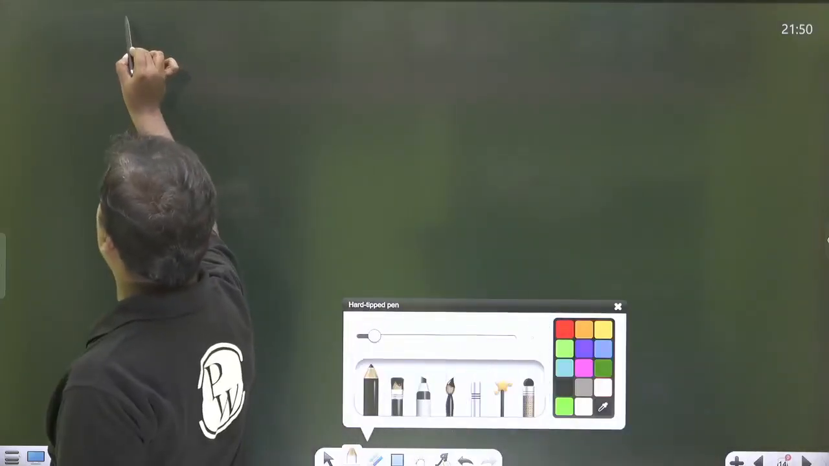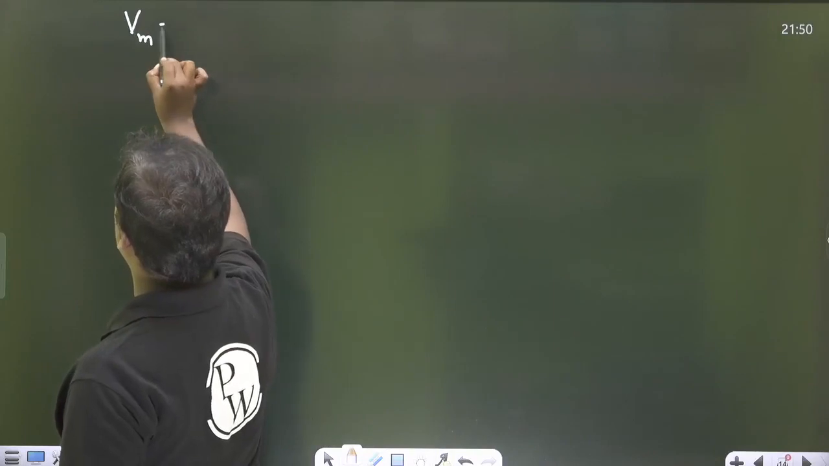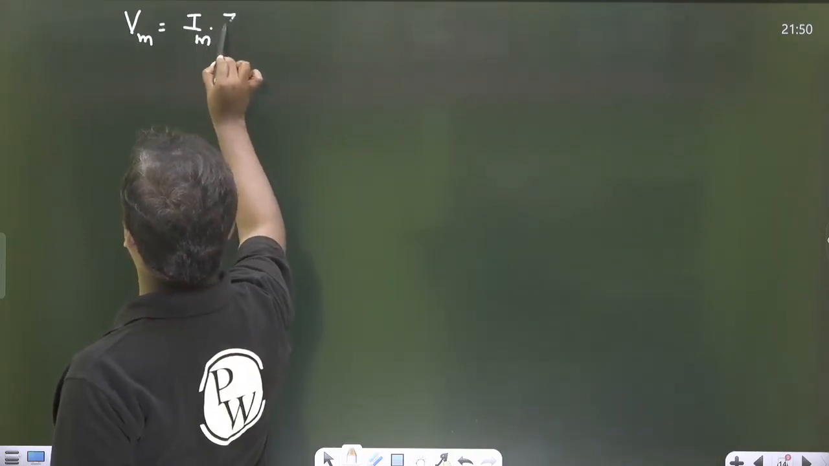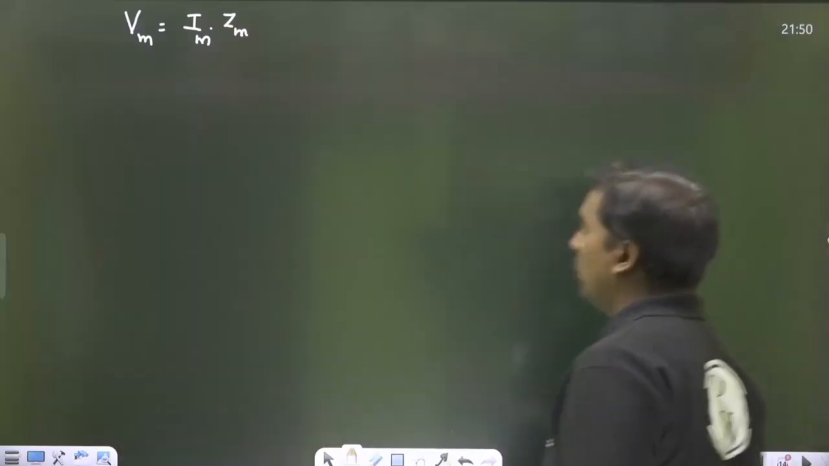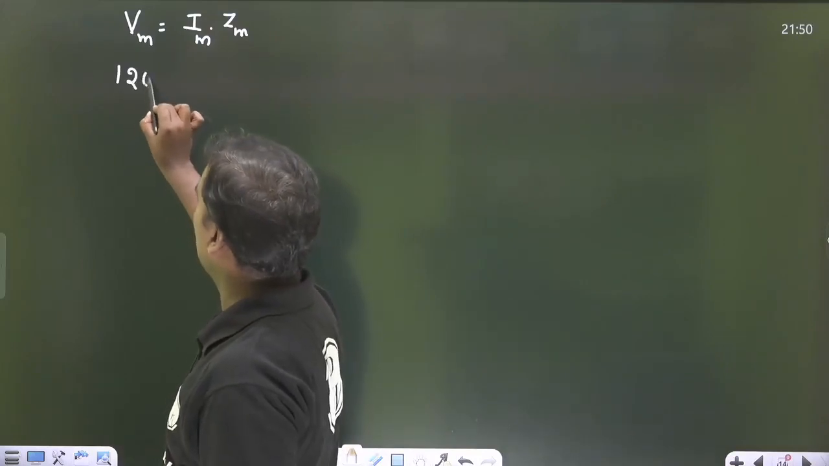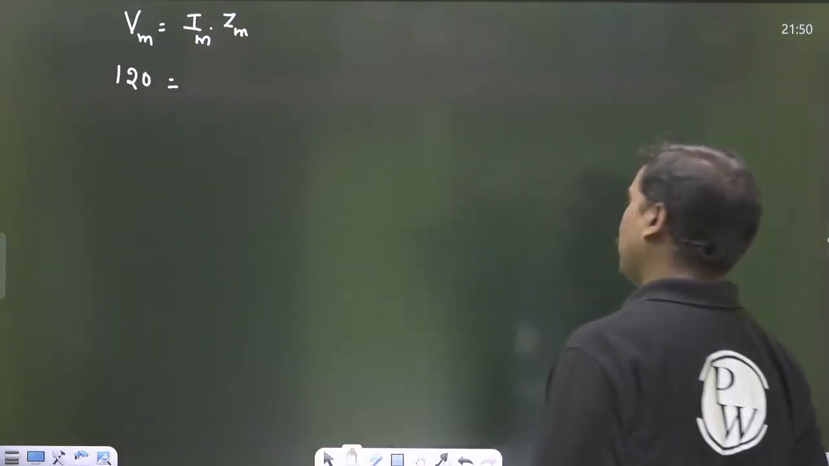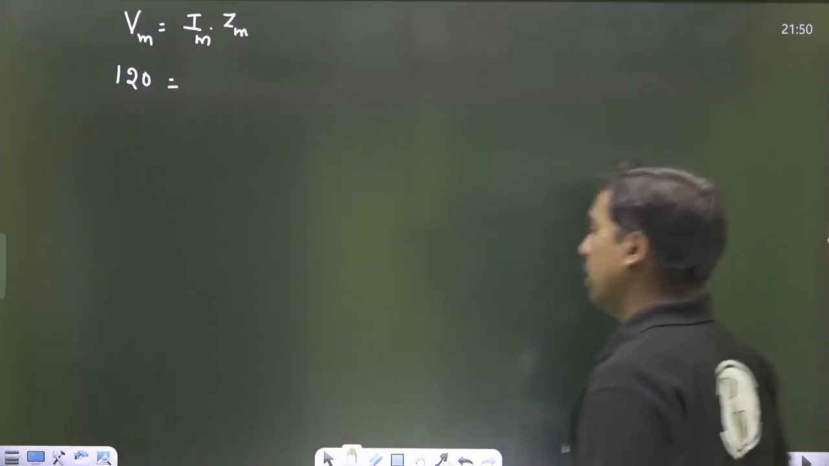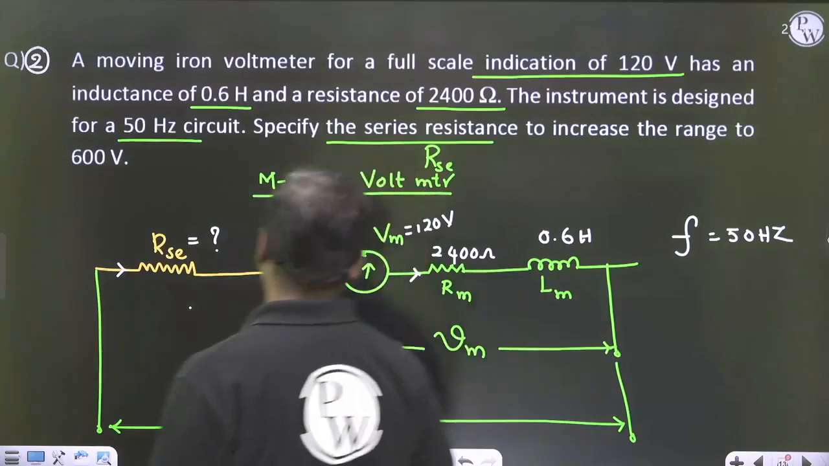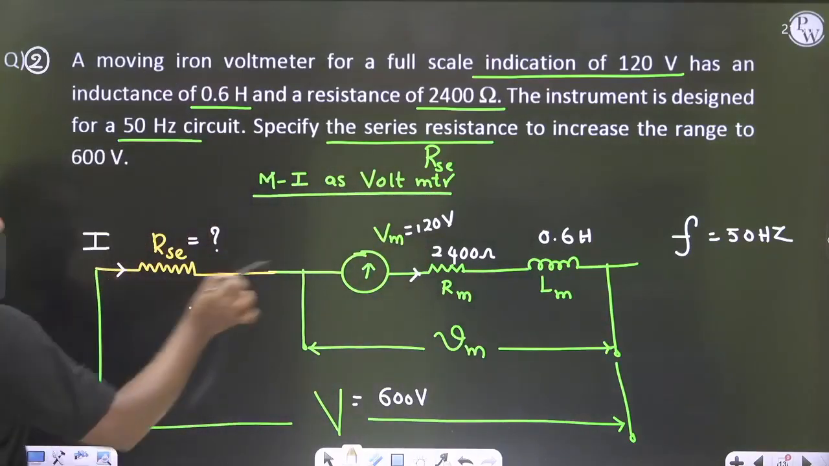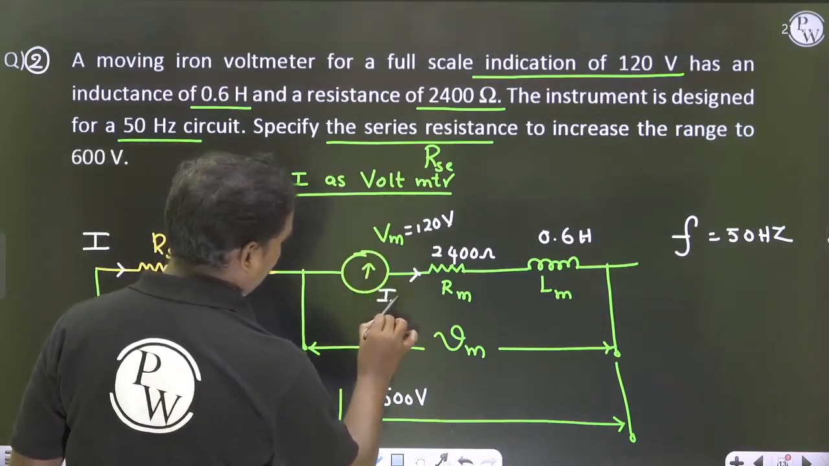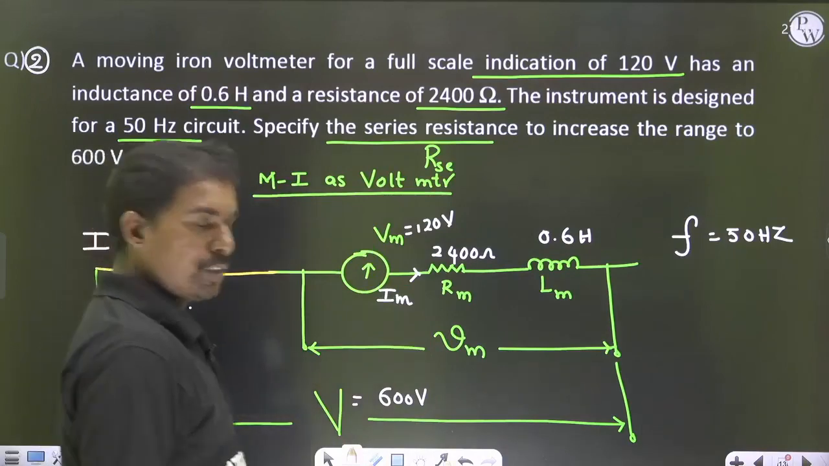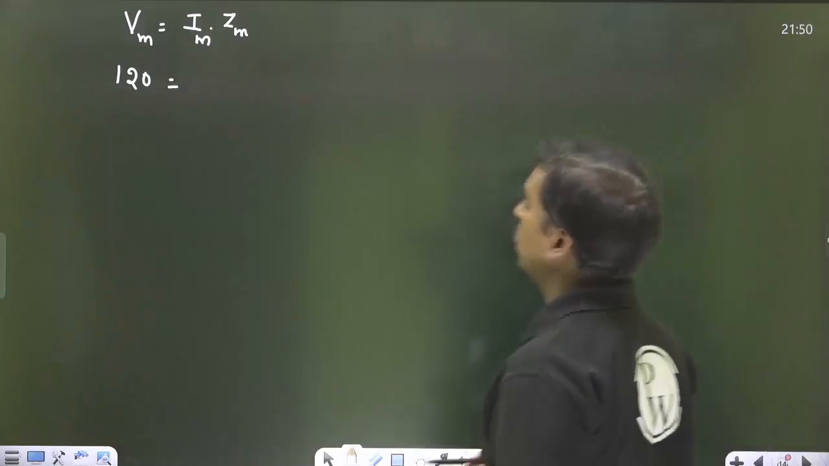The meter voltage Vm is equal to Im into Zm, I can write, na? So what is the Vm? That is given. Vm is how much? 120 volts. Very good, I will write this as 120 volts. Im we don't know. This is actually I, and this is Im, the current passing through the meter. Okay na? But we don't know the Im, keep it as it is.